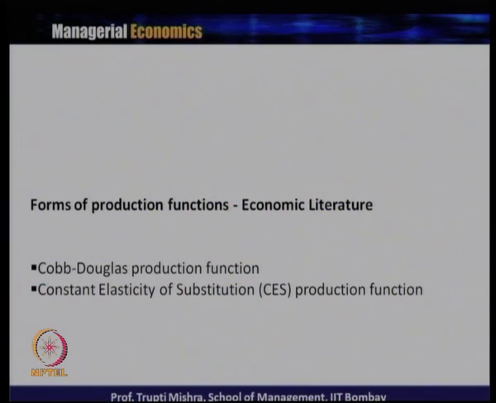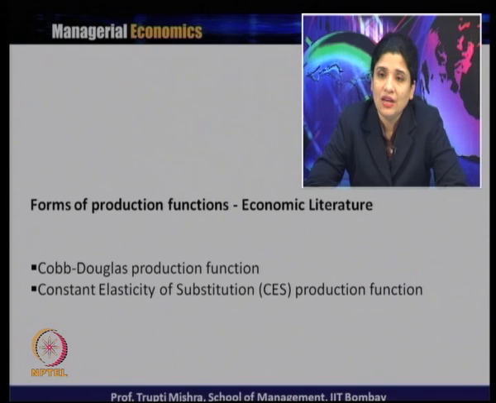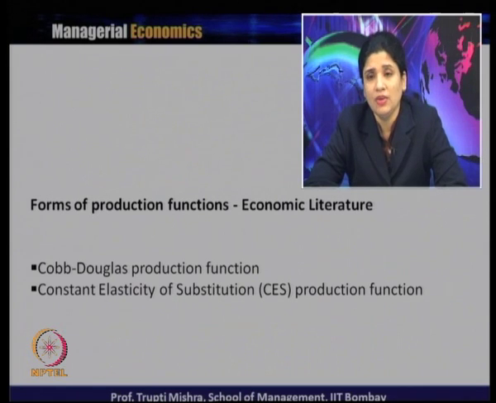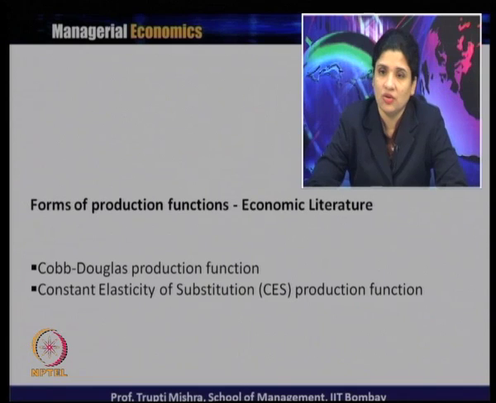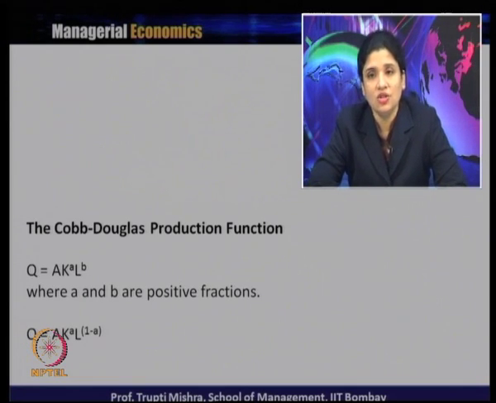In the economics literature, two main types of production function are used. One is the Cobb-Douglas production function, and the second is the constant elasticity of substitution production function, that is the CES production function. Typically in economics literature we use either the Cobb-Douglas production function or the CES production function. Today, we will focus more on the Cobb-Douglas production function because this is mostly used in economic analysis.